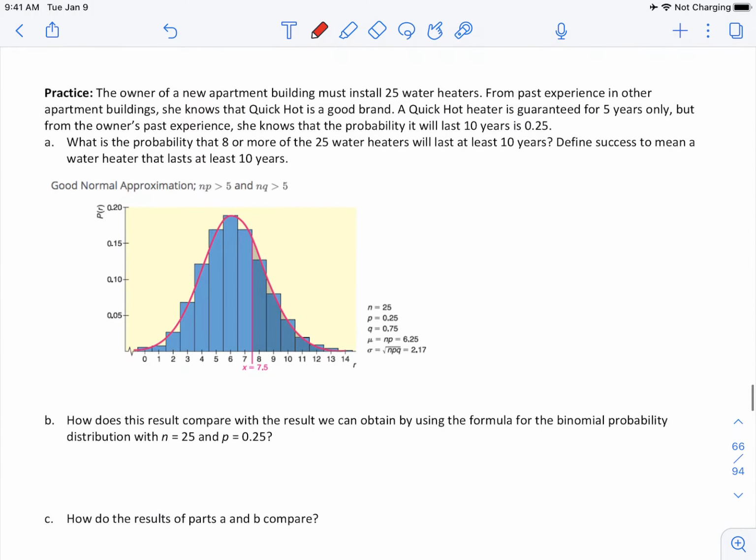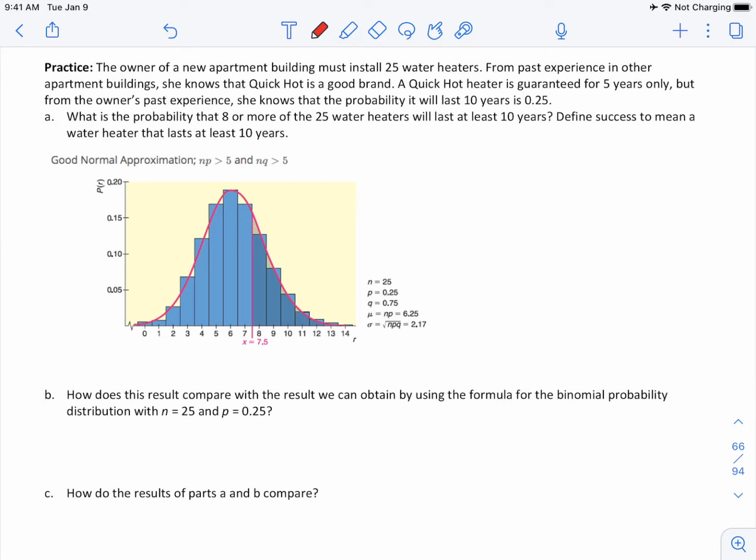All right, so the owner of a new apartment building must install 25 water heaters. From past experience in other apartment buildings, she knows that Quick Hot is a good brand. A Quick Hot heater is guaranteed for 5 years only, but from the owner's past experience, she knows that the probability it will last 10 years is 0.25.